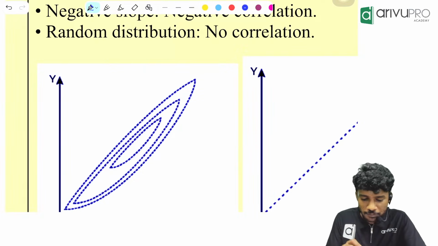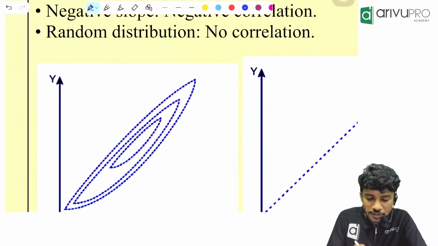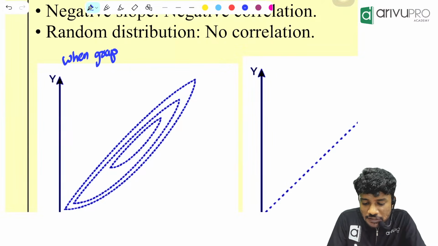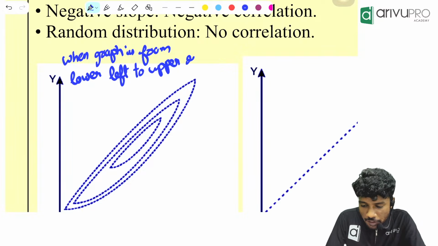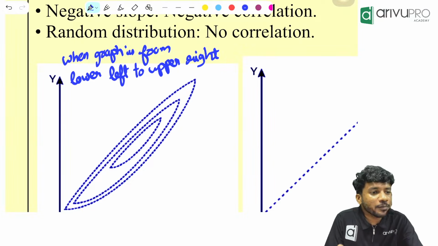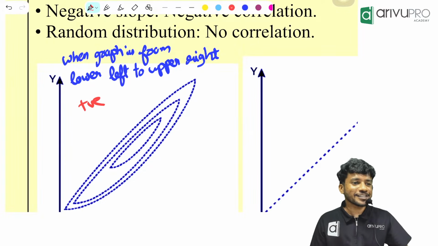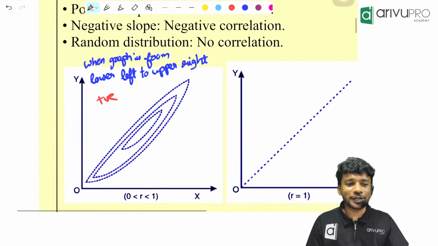The thing I am going to write here is, when the graph is from lower left to upper right, then the type of correlation is called positive correlation. Very easy. We can look at the graph and say what type of correlation.